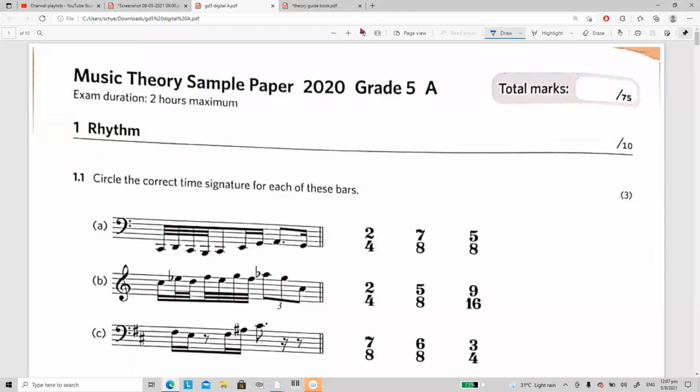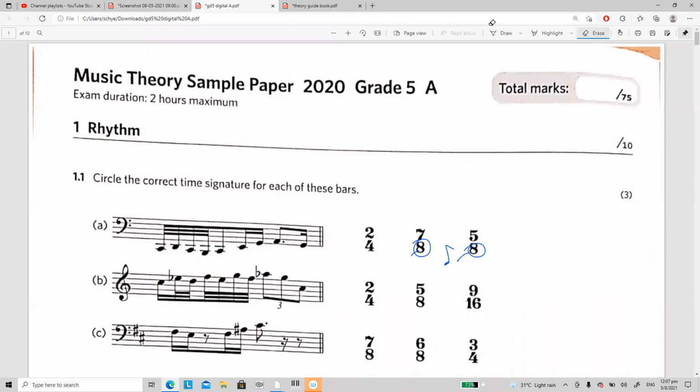Let's look at this one, 2020 grade 5 paper A. First one is about the rhythm. For rhythm, you need to decide. You count it in 4. 4 down here represents a crotchet. 8 down here represents a quaver. So this one also represents a quaver. So 7 quavers and 5 quavers, or 2 crotchets.